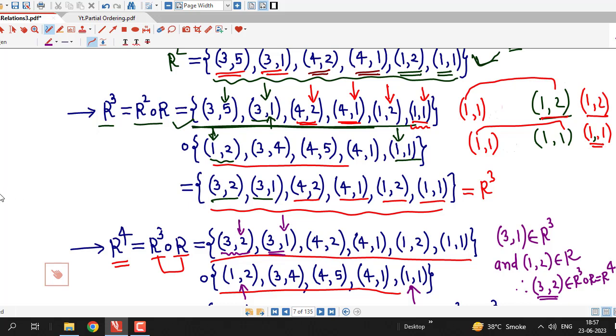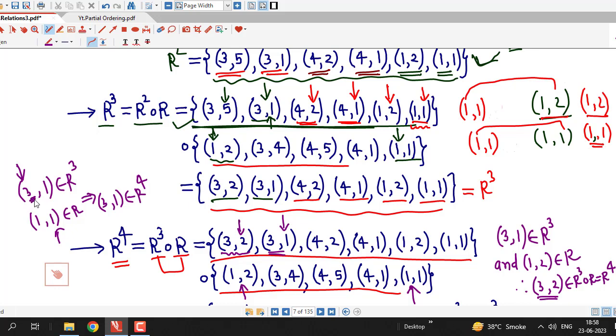Similarly, if I consider these 2 ordered pairs, 3 1 belongs to R3, this ordered pair, and 1 1 belongs to R. So this implies ordered pair 3 1 belongs to R3 composite R, that is R4.